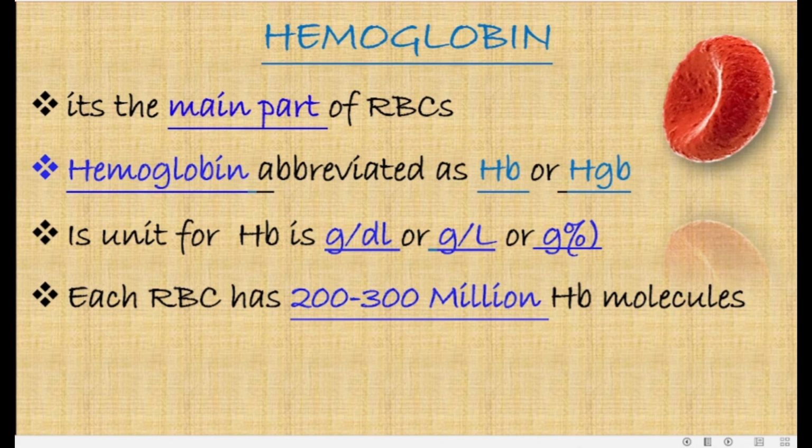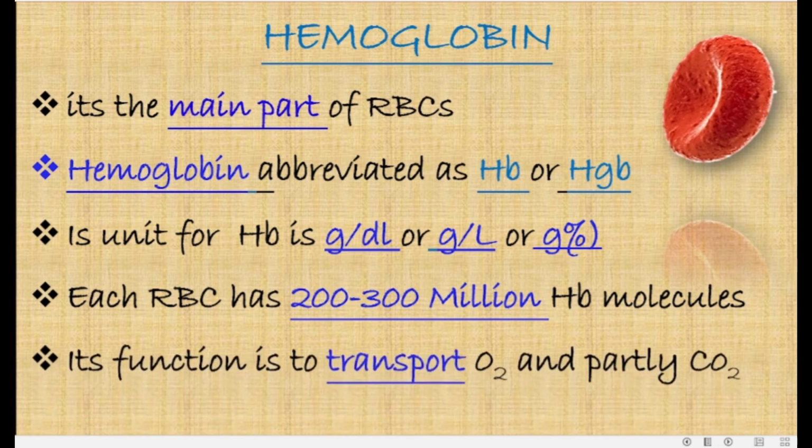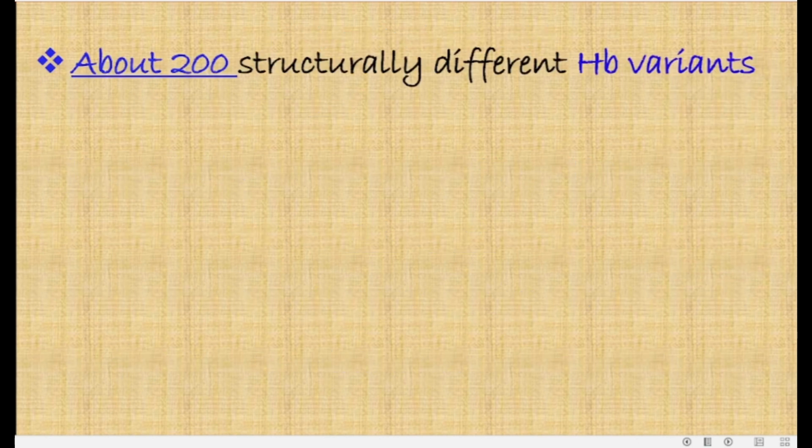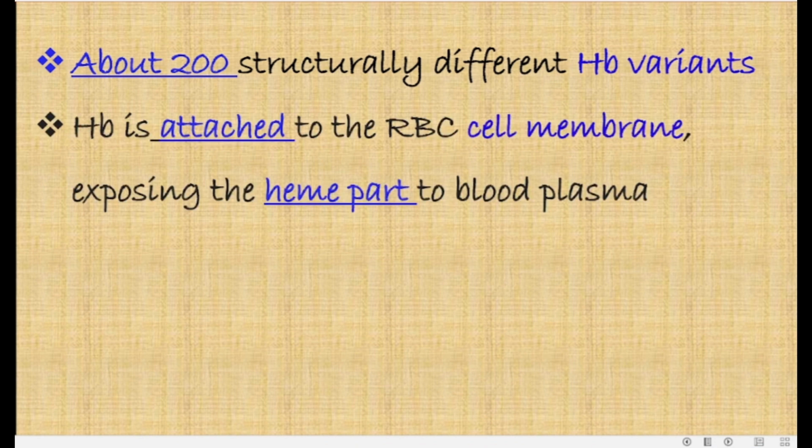A mature red blood cell has about 250 million hemoglobin molecules, but this value is not static. It can range between 200 and 300 million in numbers. The basic function of hemoglobin is to transport oxygen, and it is also partly involved in the transportation of CO2. To date, there are about 200 different types of hemoglobin molecules that have been discovered.